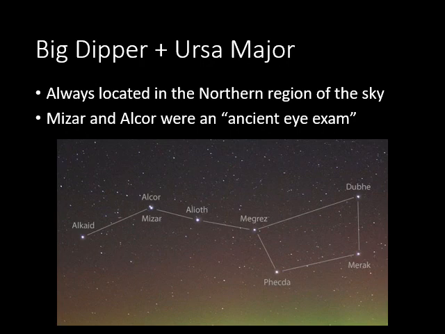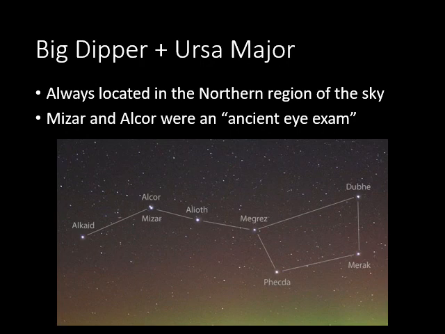Let's look a little bit more closely at the Big Dipper for a moment. The Big Dipper is always located in the northern sky. It might be tilted a different way depending on what season you're looking for it, but you can always find the Big Dipper. If you're here in New York State and in most of the northern hemisphere, you can always spot the Big Dipper.